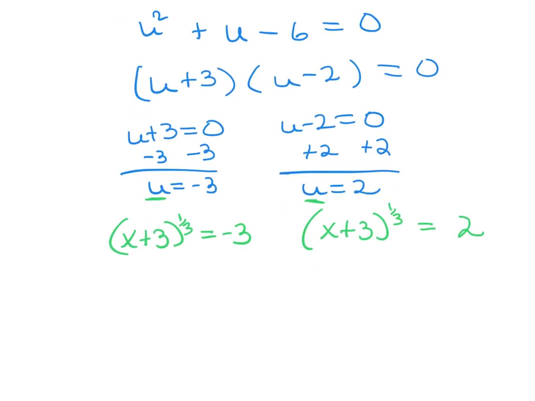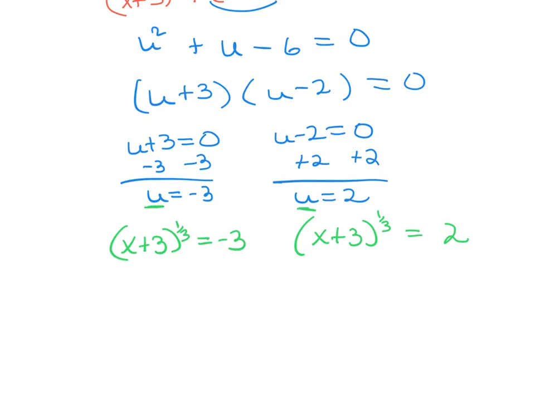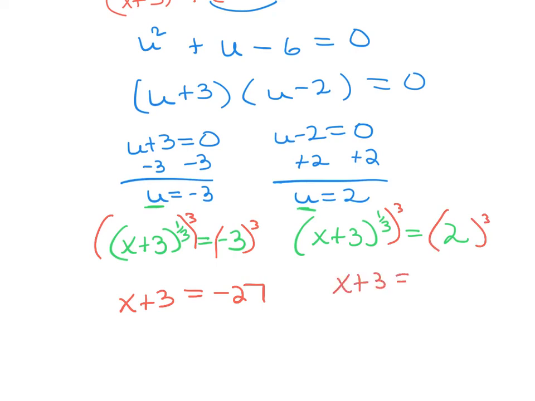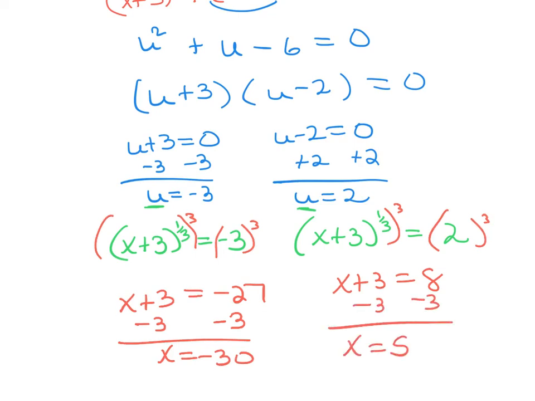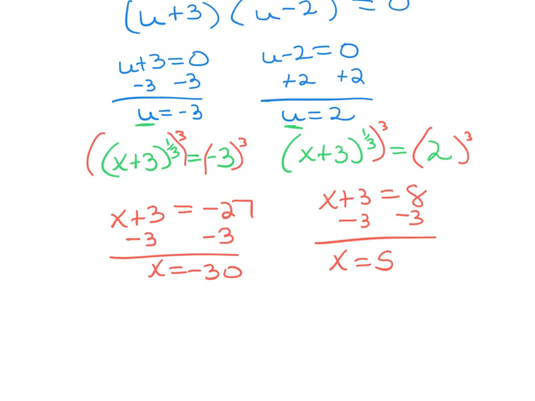So now again, what we need to do here is get rid of that fraction exponent. So I'm going to raise both sides to the 3rd power. This becomes x plus 3 is equal to negative 27. Same thing over here, and I get x plus 3 equals 8. Now I'll solve each one. Subtract 3: x is equal to negative 30. Subtract 3 here, and x is equal to 5. So my two solutions are going to be negative 30 and positive 5.